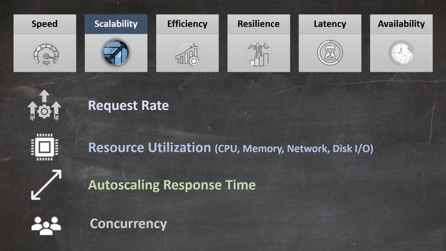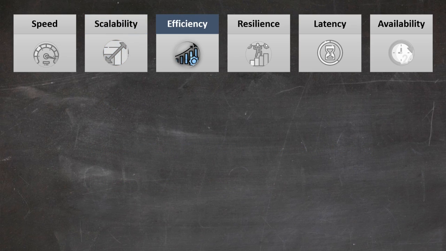It'll also help you understand and measure the elasticity of your system, or to say differently, how well your system can adapt to workload changes by provisioning and deprovisioning resources. Let's talk about efficiency. As mentioned earlier, efficiency measures how well the system utilizes the available resources. It's about maximizing performance while minimizing resource consumption. There are a few important metrics of efficiency.